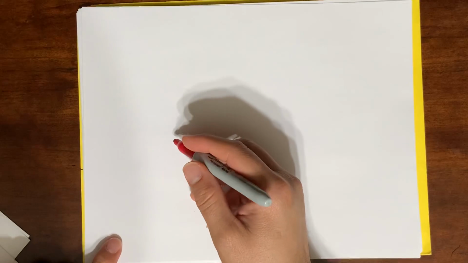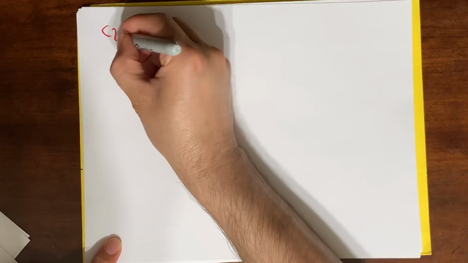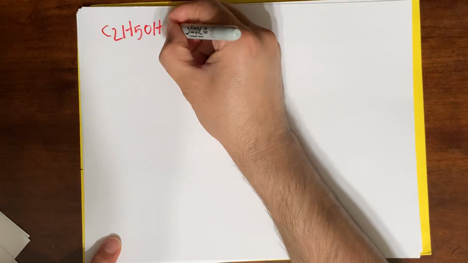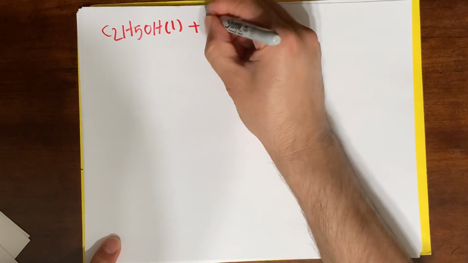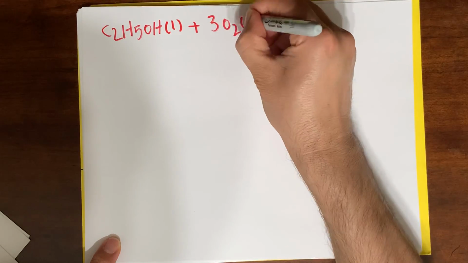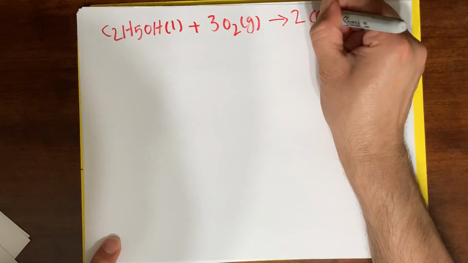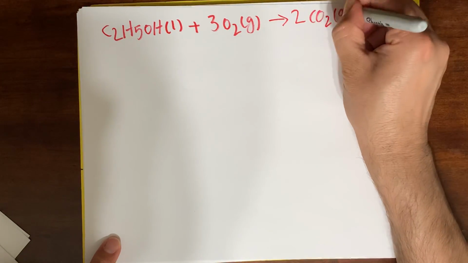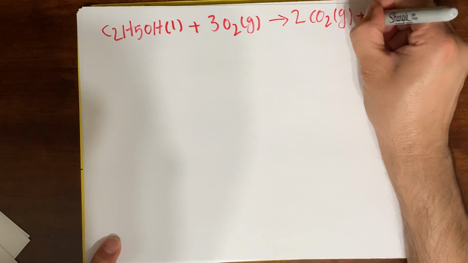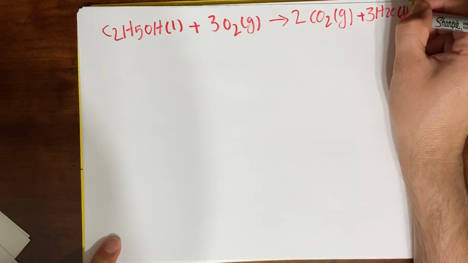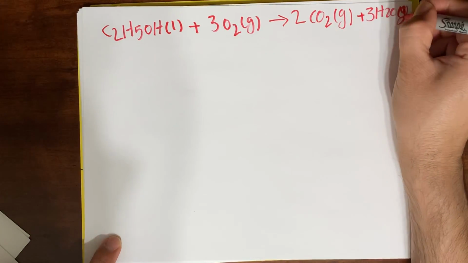Okay, we have a reaction. Here's the reaction. It says C2H5OH liquid. We add 3O2 gas. We get 2CO2 gas plus 3H2O liquid. Sorry, gas. Yes.